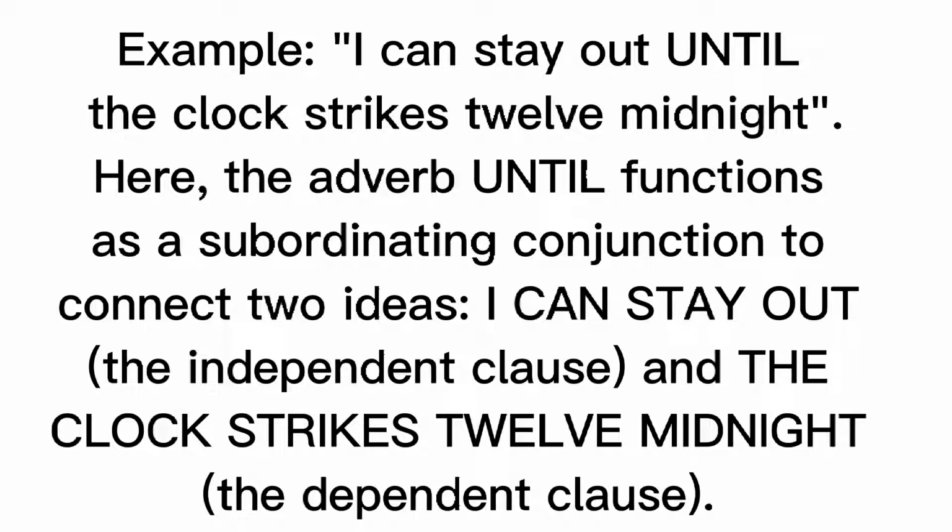Example: I can stay out until the clock strikes 12 midnight. Here, the adverb until functions as a subordinating conjunction to connect two ideas. I can stay out is the independent clause because it can stand alone, and the clock strikes 12 midnight is the dependent clause because it cannot stand alone as a complete thought without the independent clause.